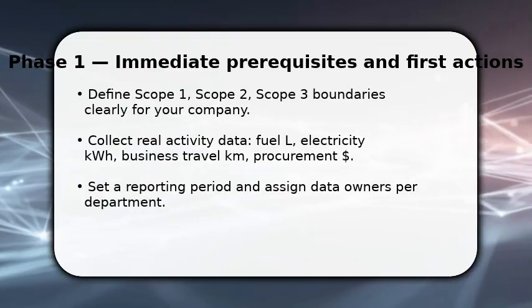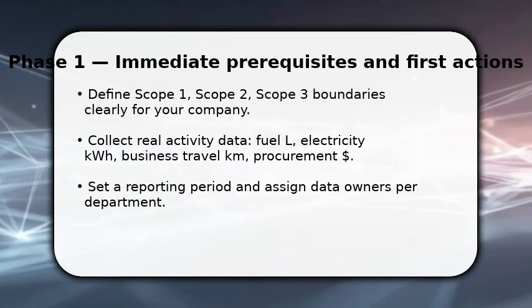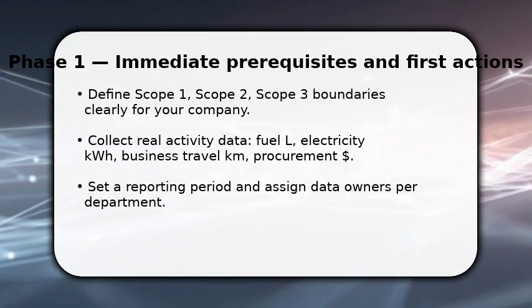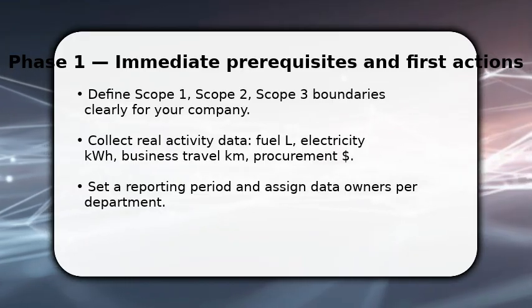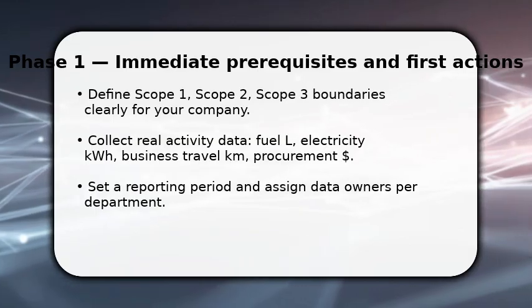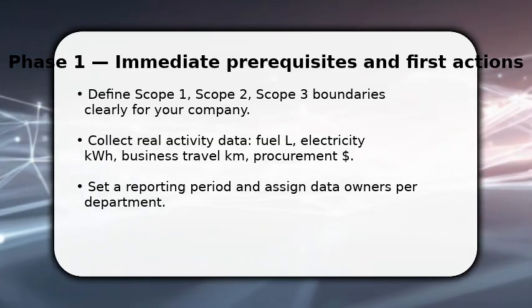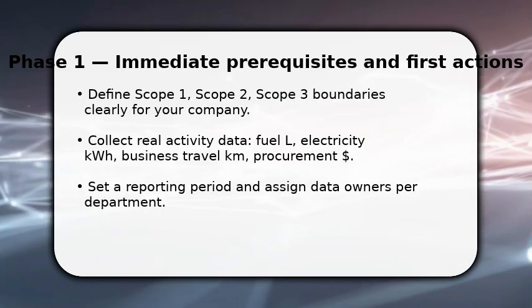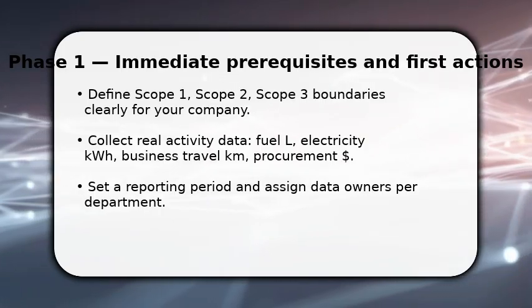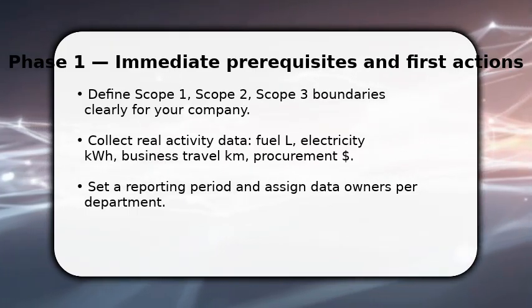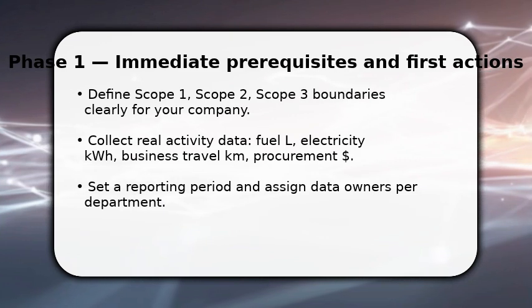You begin by choosing boundaries, Scope 1, Scope 2, and which Scope 3 categories matter most to you. Gather primary activity data now: liters of fuel, kWh electricity, kilometers of travel, invoice dollars for purchased goods. Assign a responsible owner in each department and set the reporting period for consistency. Once done, prepare a simple data inventory spreadsheet and note gaps. This gets you into action instead of waiting for perfect inputs.